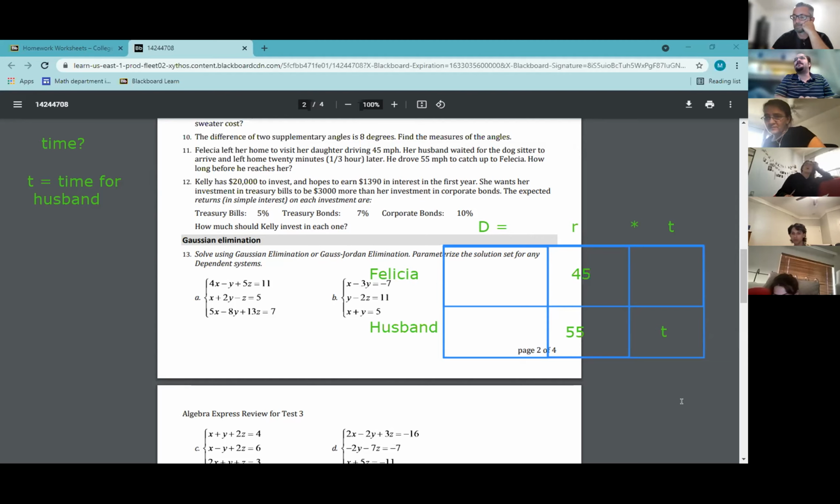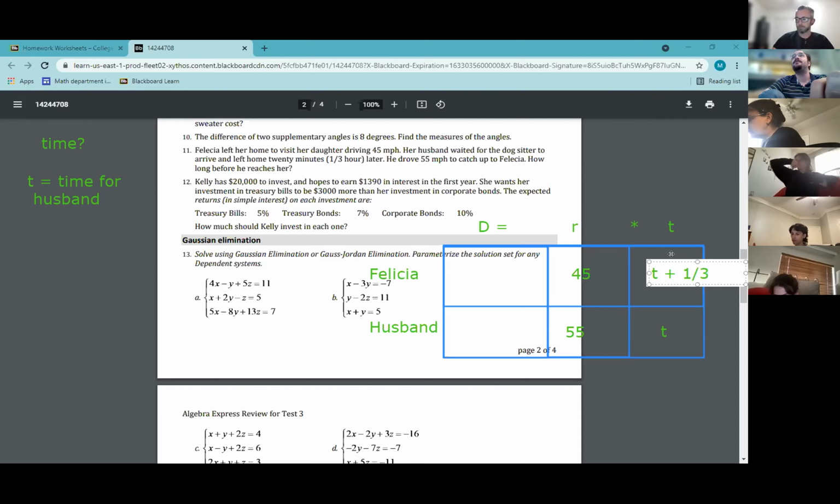And if the husband was on the road for T hours, how long was Felicia on the road? Now this is the tricky part. T plus 20 minutes, or 3 1/3 hours? We got to be careful on this one. He left 20 minutes, or 1/3 hour, later because he had to wait for the dog sitter, right? It should be T plus 1/3.